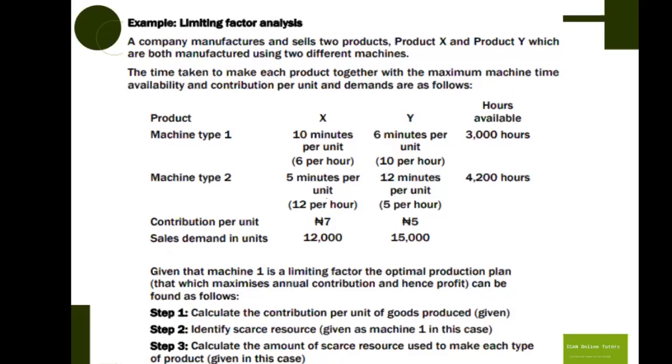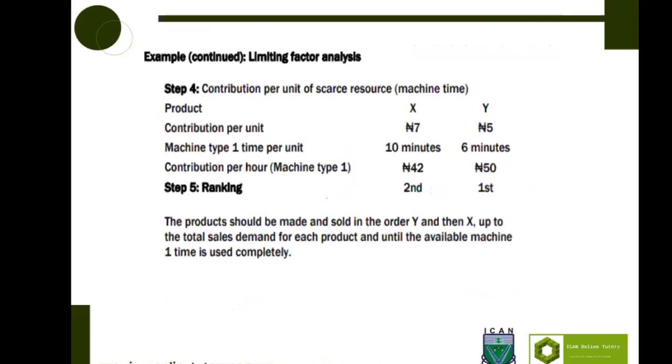So we've been given in this case the amount of scarce resources in hours, 3,000 hours for machine type 1 and 4,200 hours for machine type 2. Step 4 is to calculate contribution per unit of scarce resource. So contribution per unit is 7 naira for product X and 5 naira for product Y. So for machine type 1, which is the limiting factor, product X has 10 minutes, and when we divide both of them, we have 42 naira and 50 naira.